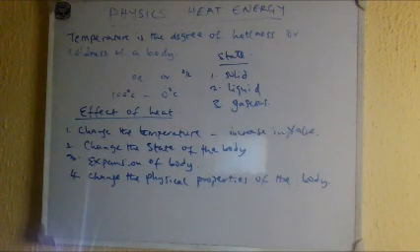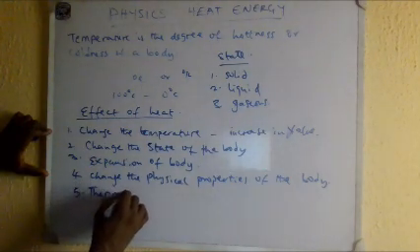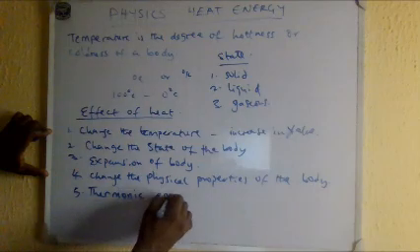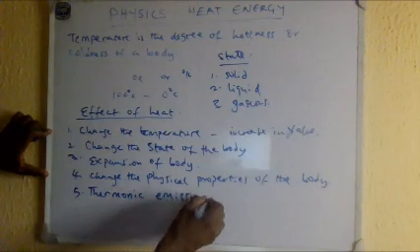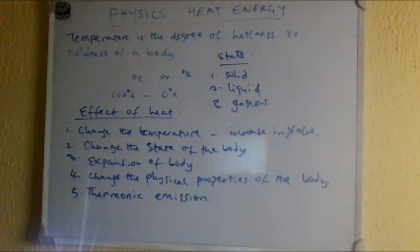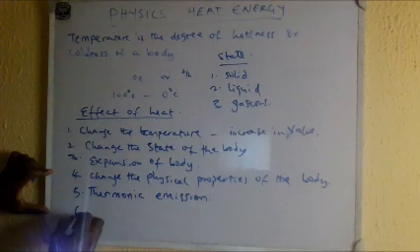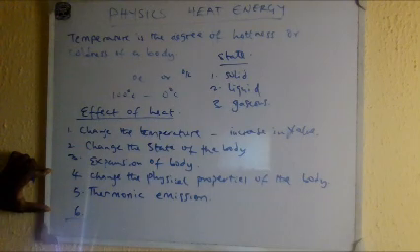All right, so the fifth effect of heat on the body is thermionic emission. We will see this later in this course. Thermionic emission is when heat is applied on some metals, then the electrons begin to evaporate or begin to escape from the surface of that metal. That is emission. Okay, then I will stop at this. It is not exhaustive, but I'll stop at this.